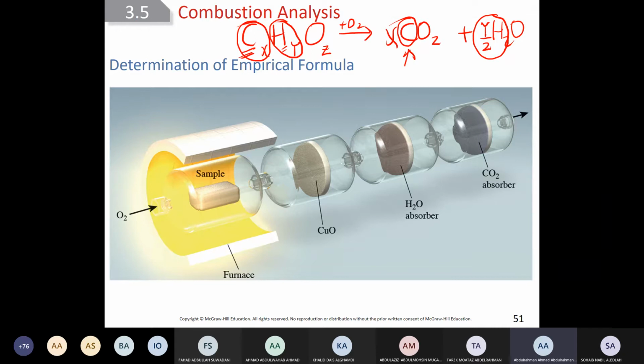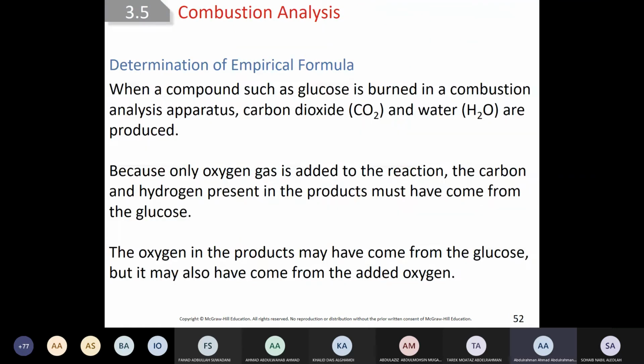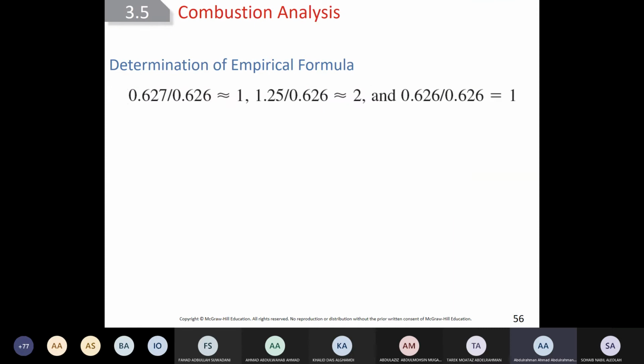But the oxygen, is it all coming from here? No. Why not? From both. There are 2 sources. So I cannot tell; this oxygen is not only coming from the compound. It's coming from the compound and from outside, if there is oxygen in it. Is this clear? Yes. Then, based on this, we want to determine the empirical formula.